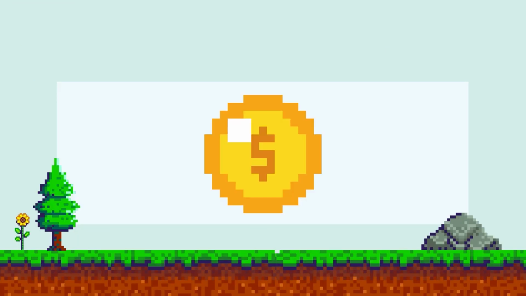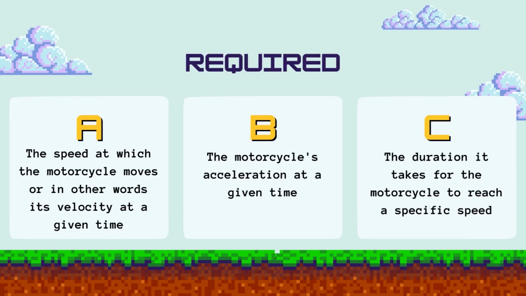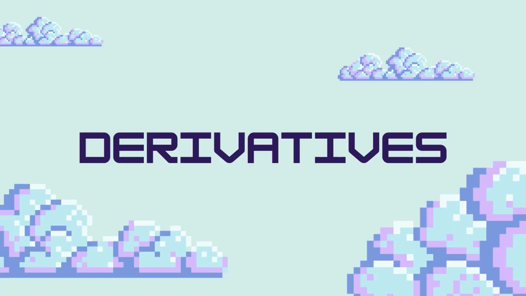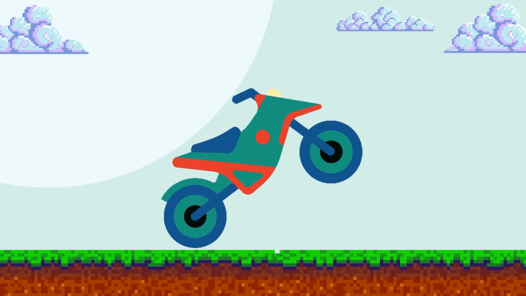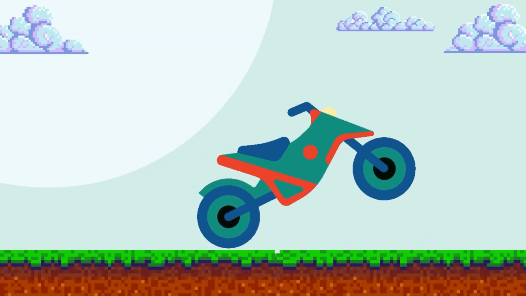There are a few things that you are required to report. First, the speed at which the motorcycle moves, or in other words, its velocity at a given time. Second, the motorcycle's acceleration at a given time. Third, the duration it takes for the motorcycle to reach a specific speed. So basically, we'll be using the derivative to find the velocity and acceleration. So how exactly do you use a derivative to calculate velocity and acceleration?